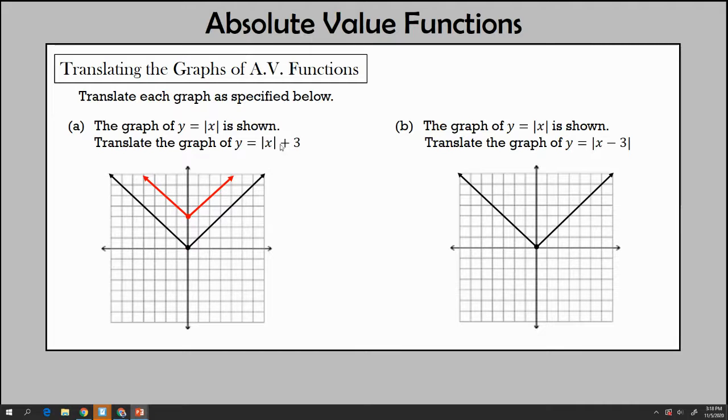So the graph of the absolute value of X plus 3 is going to look like this. Every point gets moved up 3 units. It's like picking the vertex up and sliding it up here 3 units. Okay, that's just a shortcut variation there.